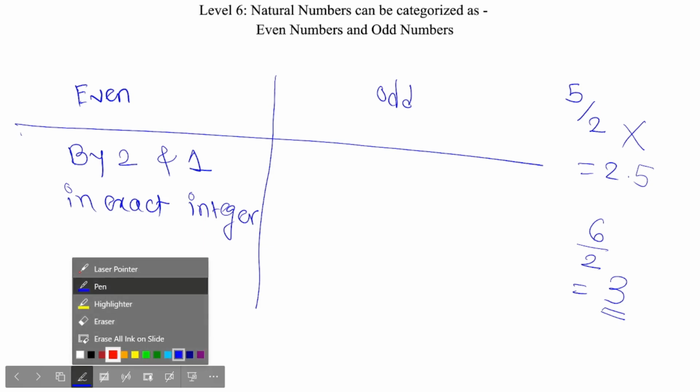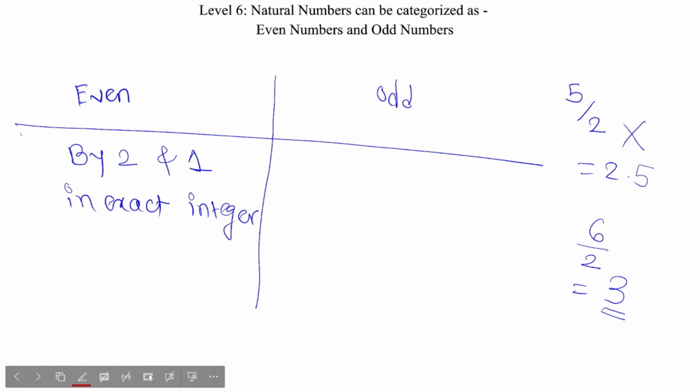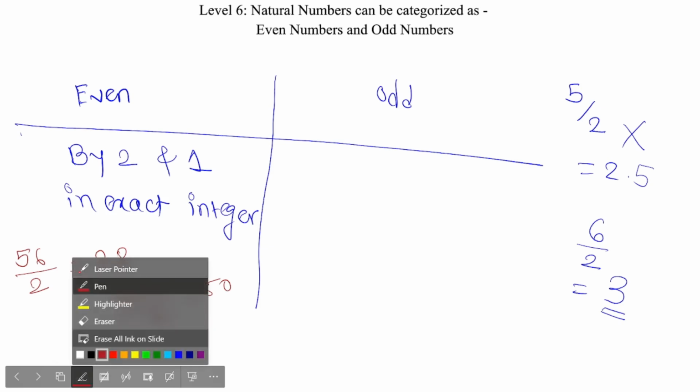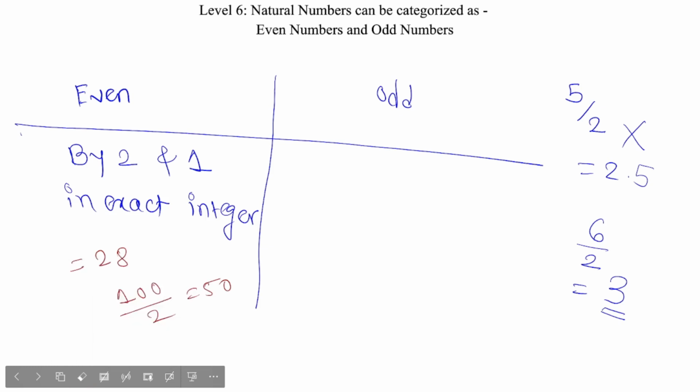So we can try out some examples. For example, let us take 56. Is it an even number? Let's try to divide it. When we divide it by 2, we have 28, which is an exact integer. So it is an even number. What happened with 100? Yes, it is giving exactly 50. So we can conclude the even numbers are exactly divisible by 2. And what are those examples? To understand the examples, let us write some examples.